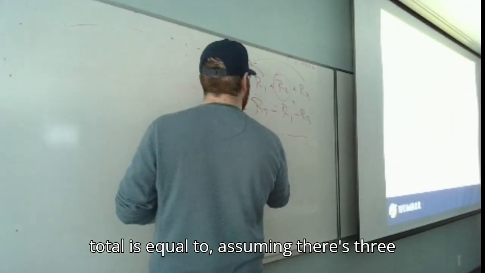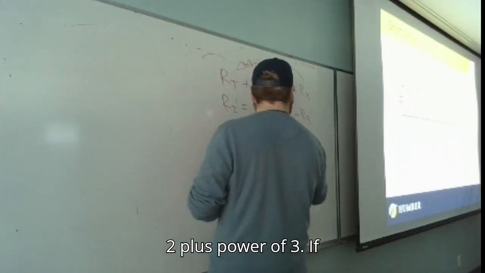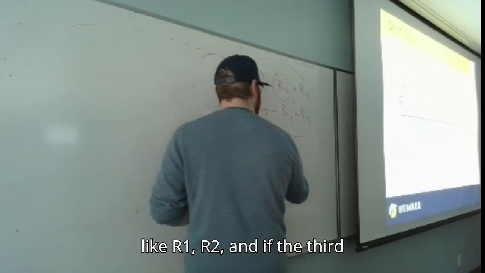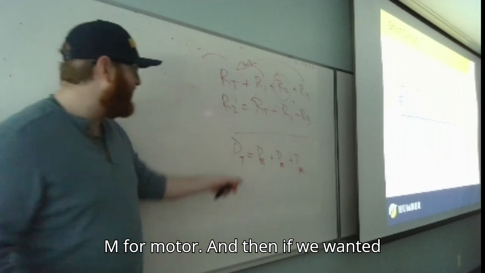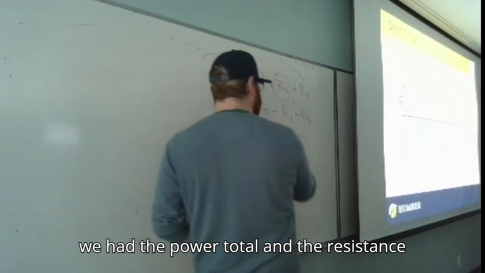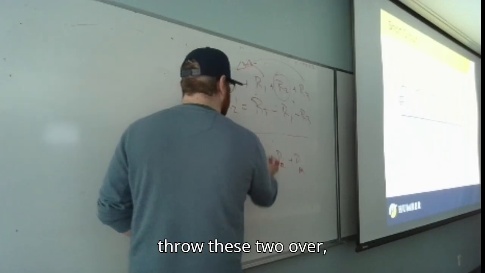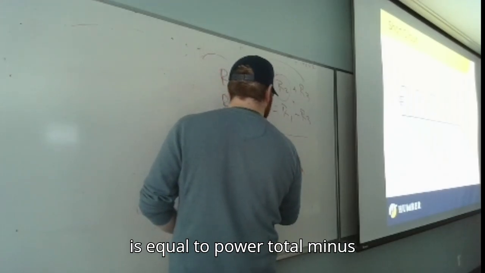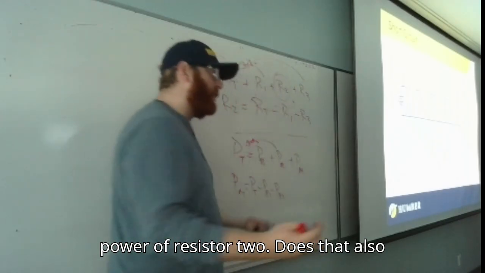So power total is equal to, assuming there's 3 components, power of 1 plus power of 2 plus power of 3. If they're resistors, we would usually put R1, R2, and if the third one's a motor, we would probably put M for motor. And then if we wanted to figure out the power of the motor, and we had the power total and the power of both the resistors, we could just say power motor is equal to power total minus power of resistor 1 minus power of resistor 2. Does that also make equal sense?